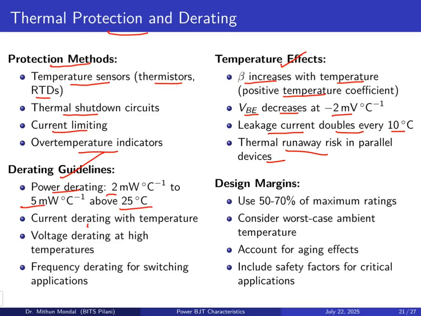So current derating will be there with temperature, and voltage derating will be there at high temperature. Frequency derating can also be there for switching applications. For the design margin, we have to use 50 to 70% of the maximum rating, then only you will have the proper design.